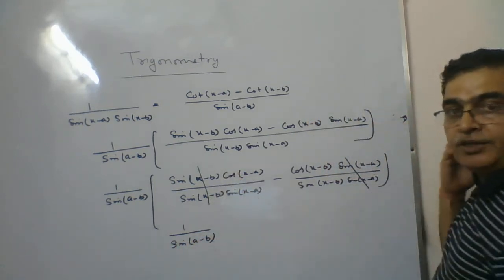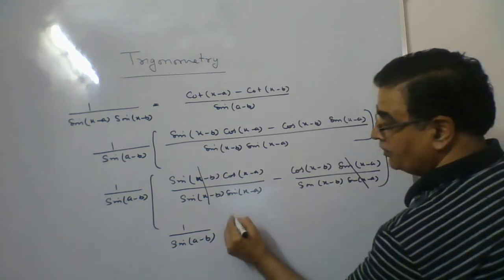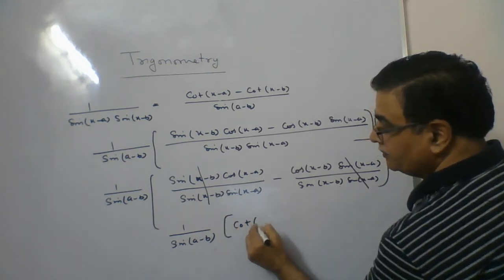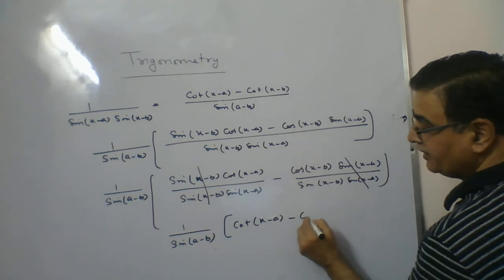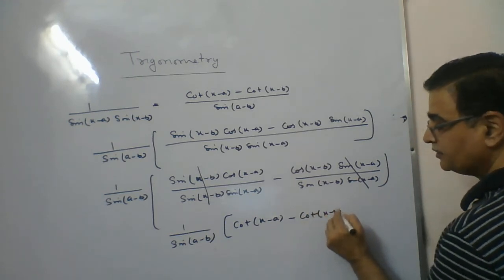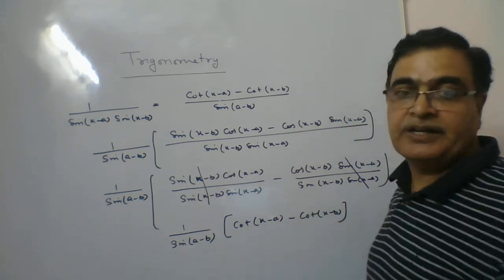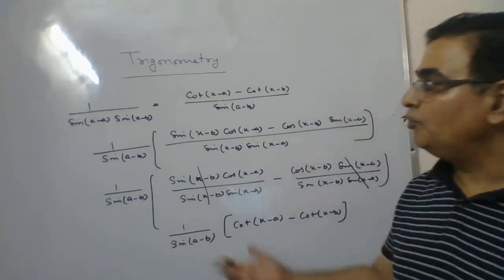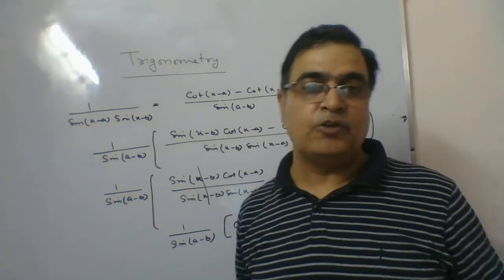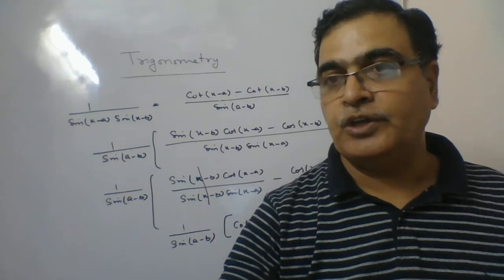This will become cot, this will become again cot. So we will get cot of x minus A minus cot of x minus B whole divided by sine of A minus B. So this is the formula, or this is the result we have proved from the other side. Now going for the next question.